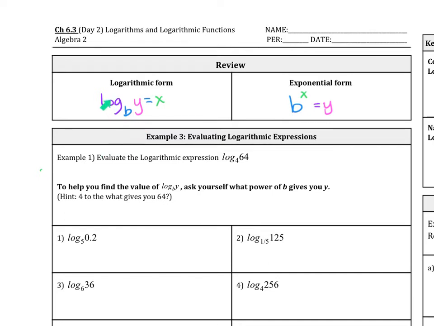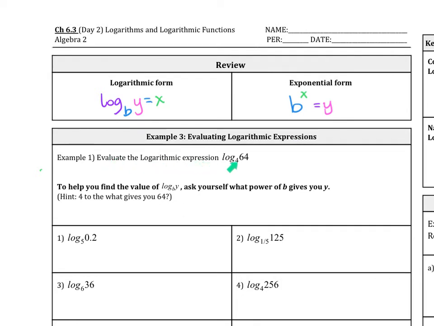So remember from the previous lesson that log base b of y equals x is a logarithmic form, and an exponential form is b to the x equals y. So notice the base is b, and notice where they are in each form. The x is the exponent, so logs equal exponents, and then our y value goes there. So we're going to evaluate log expressions.